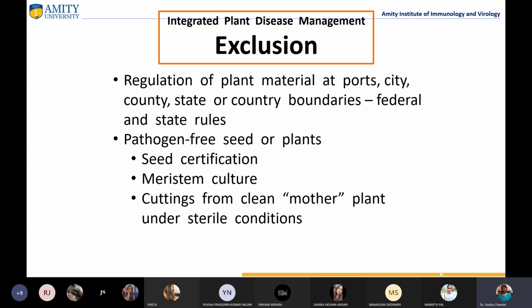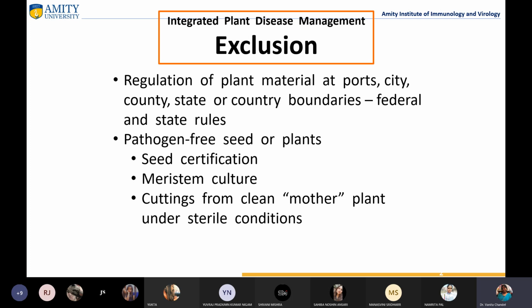Then meristem tip culture, I guess we have discussed many times, is one method by which pathogen-free plants are produced. If plants are generated by the meristem tip culture method, there is definitely an 80 to 90% chance they are free from the pathogen. Then cuttings: those plants which we grow through cuttings, taken from a clean mother plant under sterile conditions.